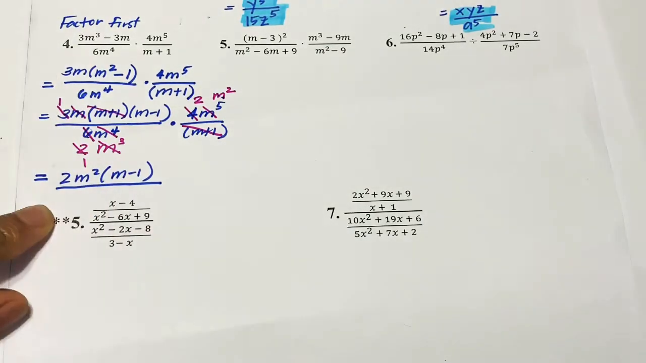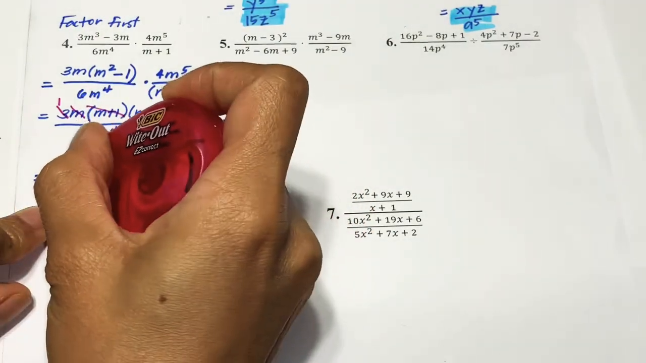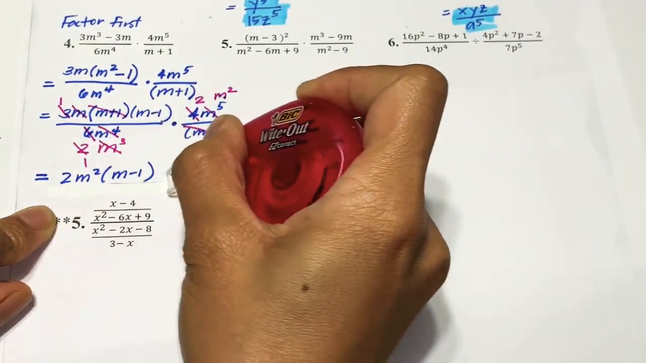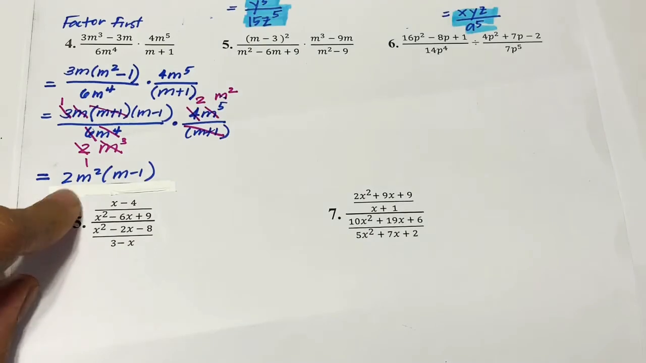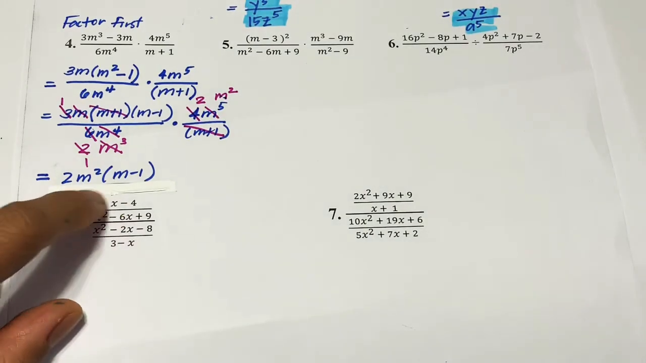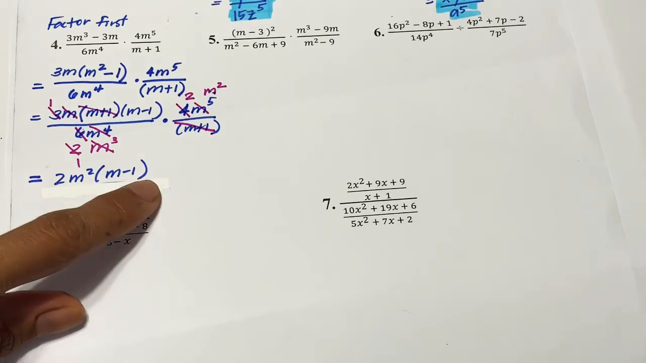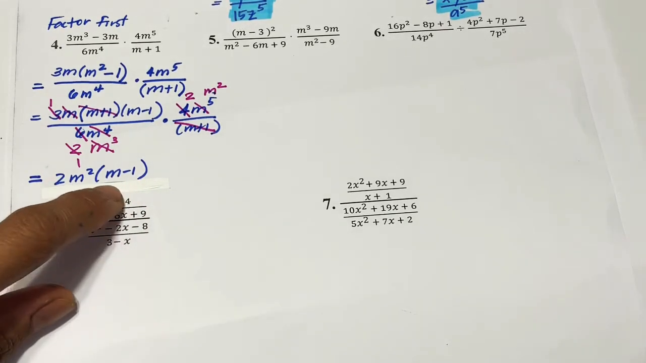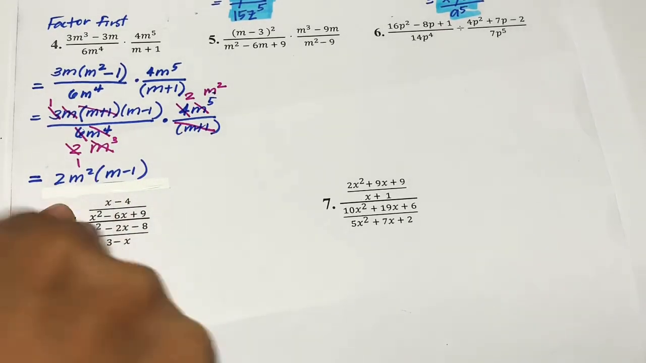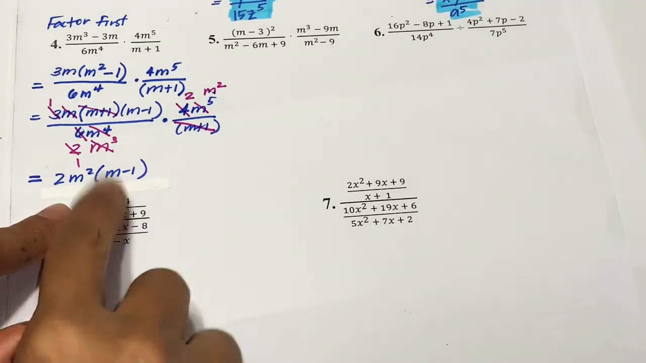You don't have to put this fraction. You don't have to put a 1 because it's in the denominator. So we're going to leave it. And you don't have to distribute. We can leave it in factored form. So we're going to leave it in this form, 2m squared times m minus 1. But there's nothing wrong if we distribute it. I will leave it in factored form. Okay, so final answer.